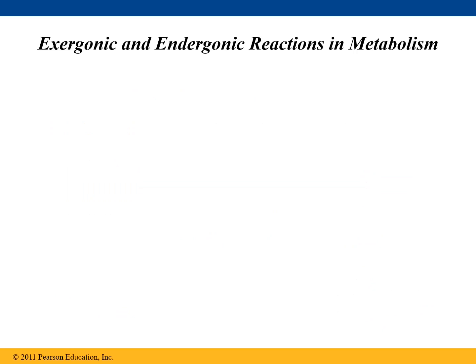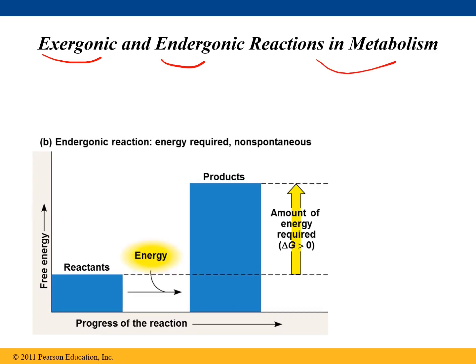Now I want to talk about how exergonic and endergonic reactions affect the metabolism. And to do that, I want to show you this diagram that you can see in your textbook. Here in this axis, you will have the free energy, and here you have the progress of the reaction. While here you have reactants, you see that you will need to add energy, and you will increase the free energy to have the chemical reaction.